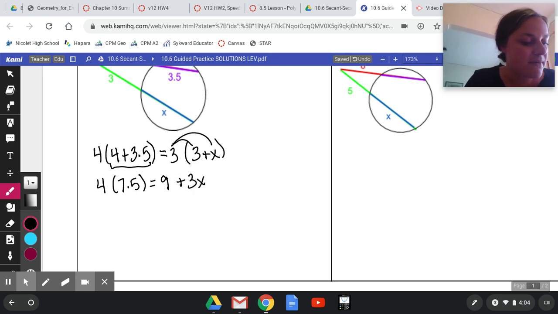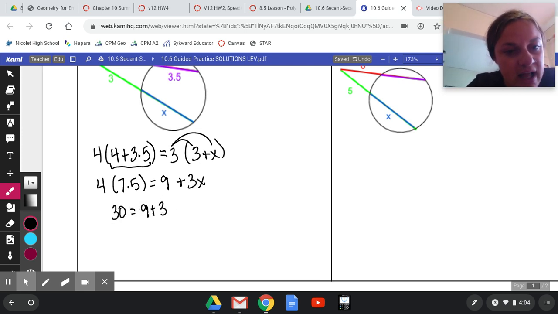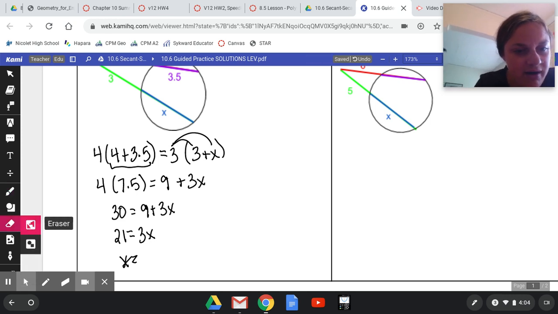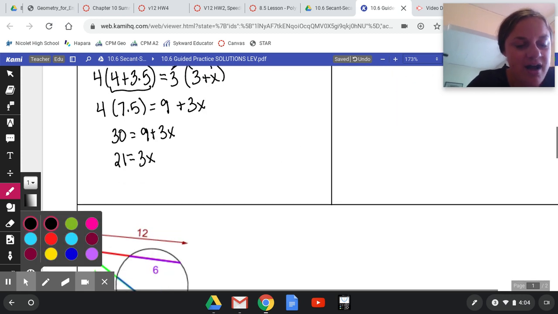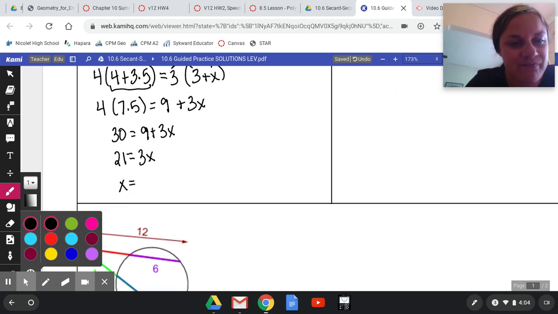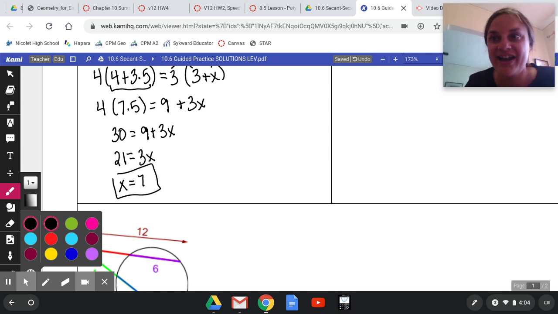In my next step, I'm going to do 4 times 7.5, sweet, so I get 30. 30 is equal to 9 plus 3x. Subtract the 9, 21 is equal to 3x. X is equal to, whoa, what happened there? Oh my gosh, it's a disaster. Just kidding. It's fine. So x is equal to 7. That is my final answer here.